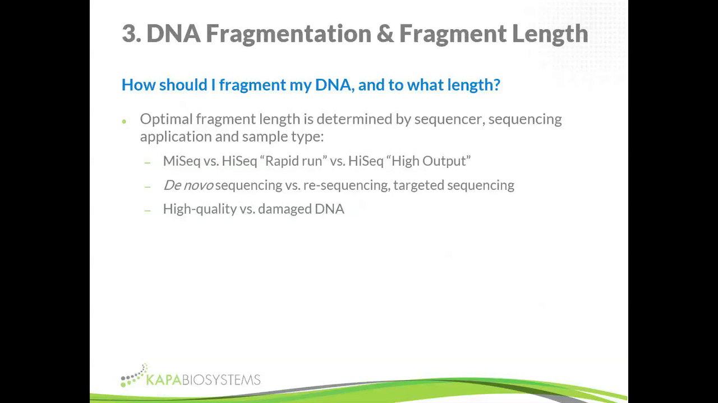So we said before, the optimal fragment length is determined by your sequencer, your sequencing application, your chemistry, and your sample type. So for instance, on a MiSeq, you can go as much as 2 by 300 base pair sequencing, and it depends whether your sample will support that and whether it makes sense in terms of your application, whether you want to make a library with a 350 base pair insert or 150 base pair insert, the difference being no overlap in the model or full overlap, or anything in between. De novo sequencing versus resequencing or targeted sequencing.